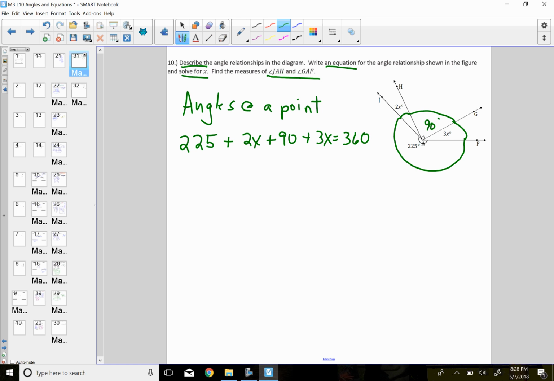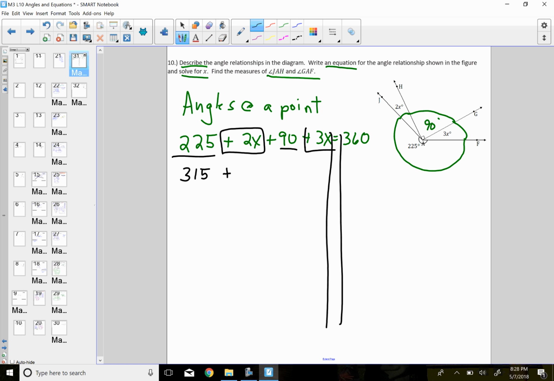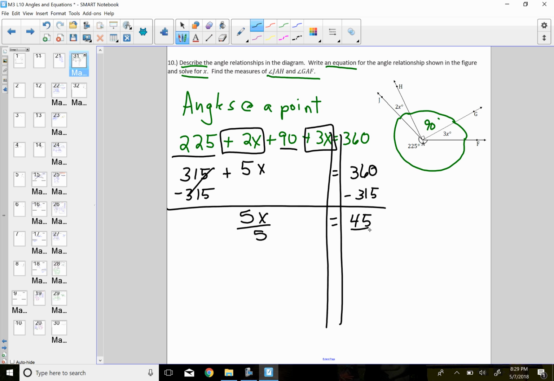Now to solve this equation, I'm going to put my little runway in here. I'm going to start by combining like terms. 225 and 90, if I add those up, that's 315. And I have 2x and 3x, that makes 5x. And that all equals 360. Now that I've cleaned up the equation, I'm going to start by subtracting 315 on both sides. Then 5 times x equals 45. And I'm going to solve for x by dividing both sides by 5 and get x is equal to 9.